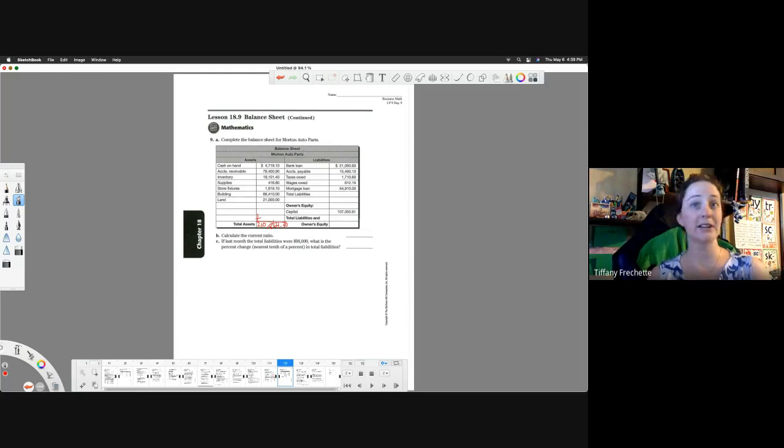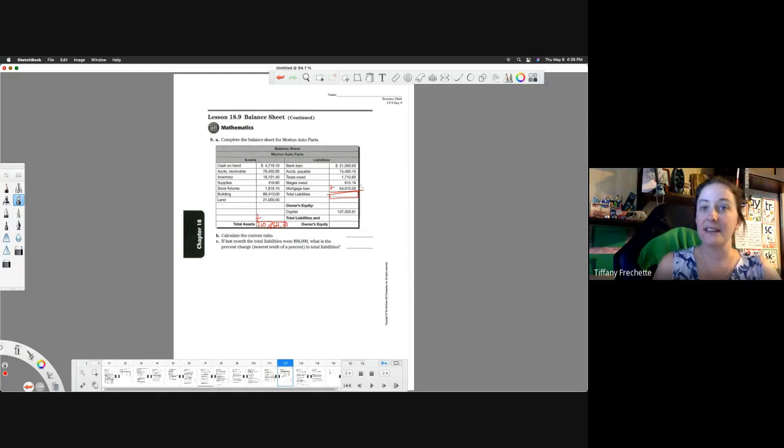We're just adding straight down. If you add all of these together, this is what you should get. And you're going to do the exact same thing for total liabilities here. You're just going to add straight down, and that will give you your total liabilities. I'll let you do that piece just to get the idea. I gave you the total assets, but you need to do the total liabilities.